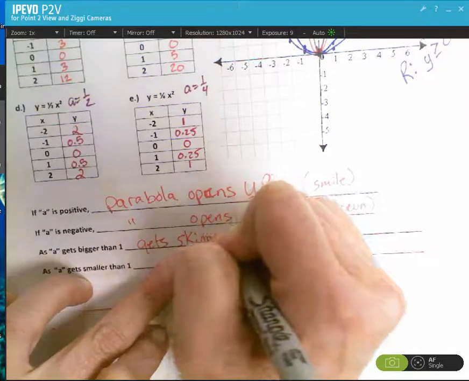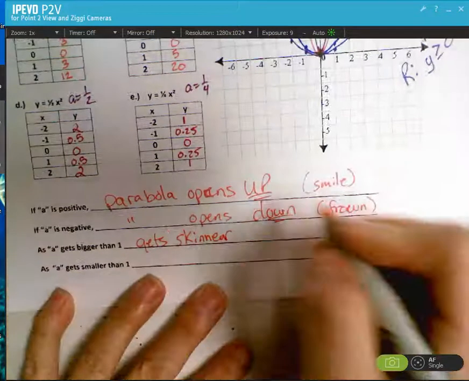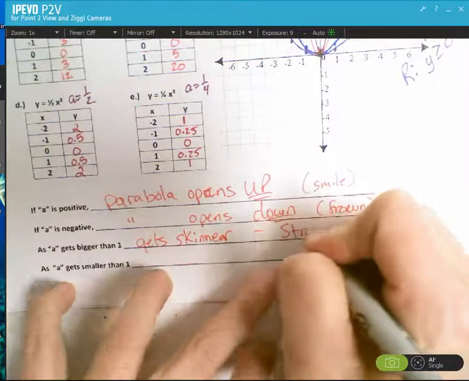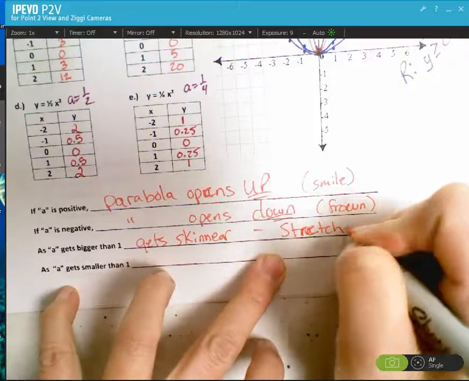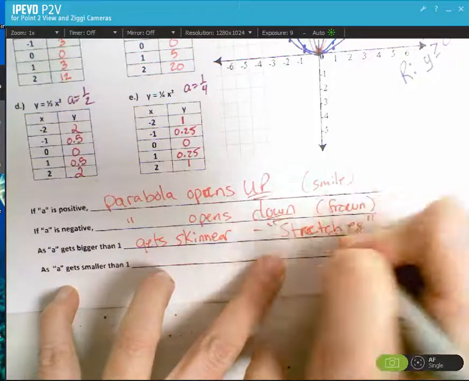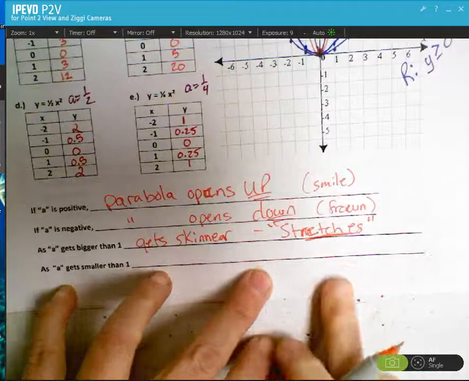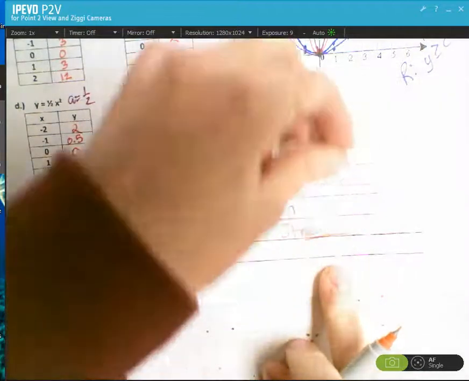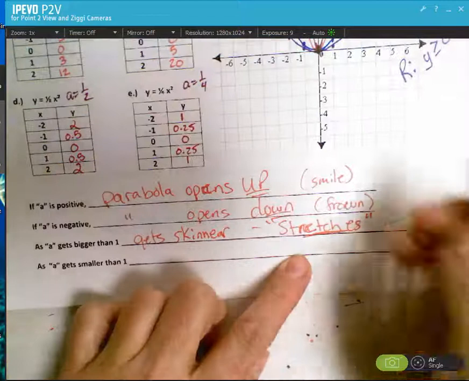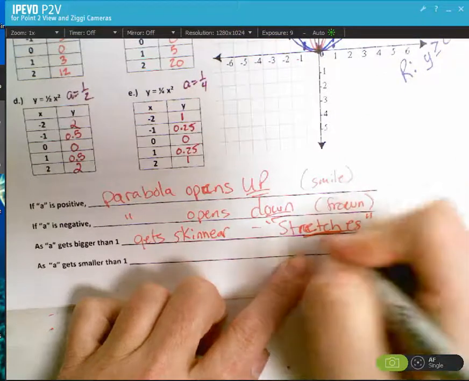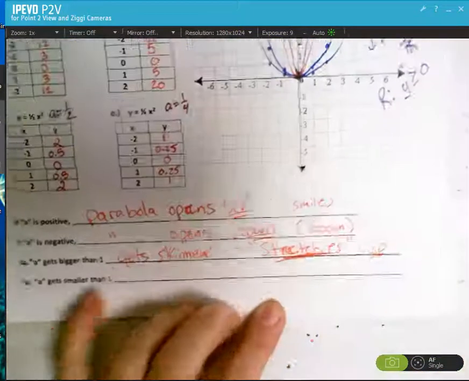So we want to use proper math words for that. That is called a stretch, if I can spell right. Because you think about a rubber band stretching higher and higher. As my a stretches up, I get skinnier and skinnier. So this is a stretch. You're going to use that word right there, stretch.